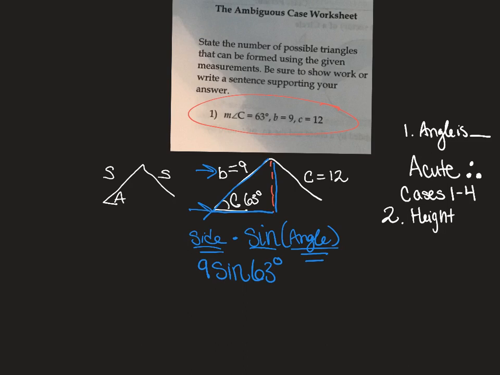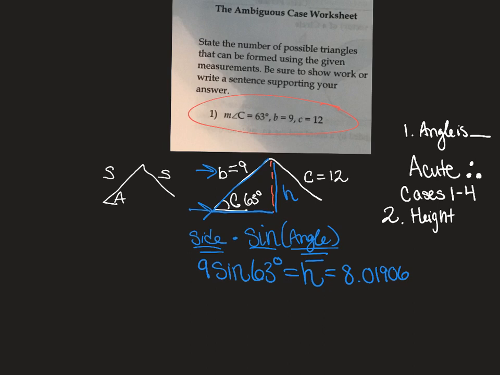So I made sure my calculator was in degrees, or you can put the degree symbol, but you're going to do 9 sine 63. And it's going to tell you this length, this height. This thing right here, my height, is going to be 8.01906. I'm going to write all the decimals down, so I'm about to compare sides.